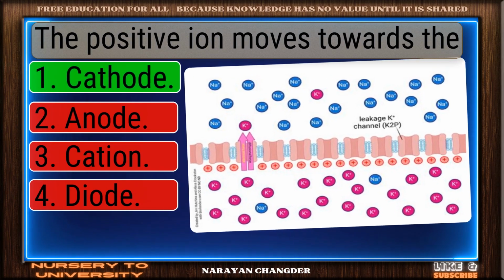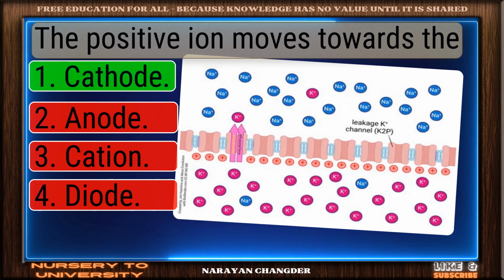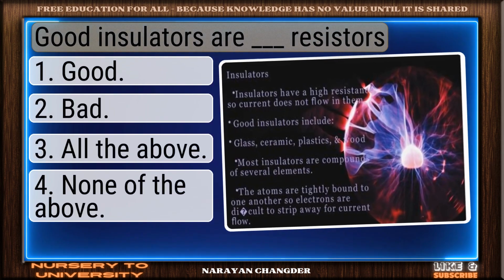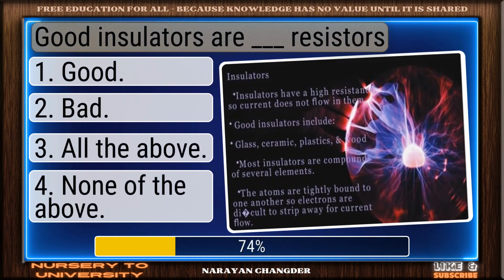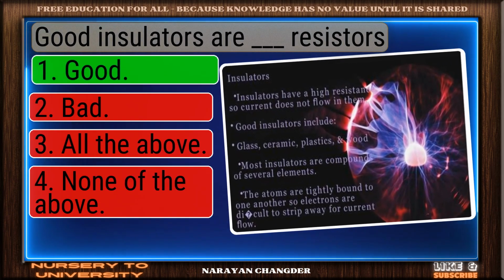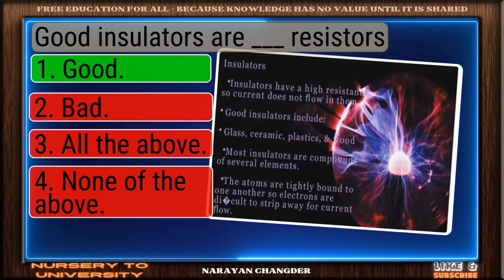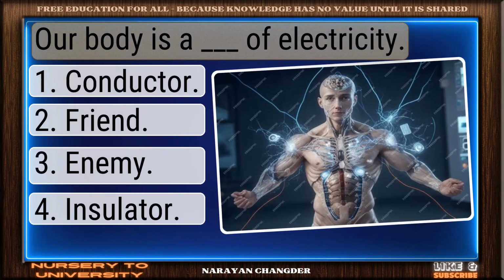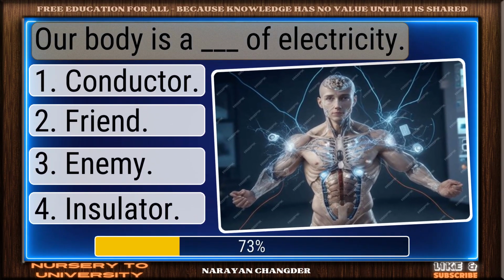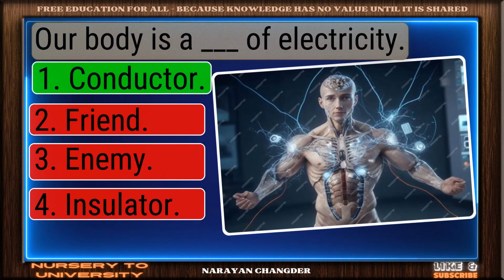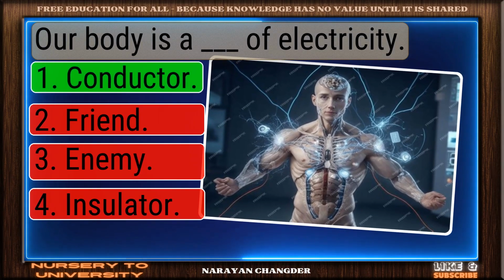You chose cathode, and it is correct. Question number 205. Good insulators are dash resistors. Right again. Good is a valid answer. Question number 216. Our body is a dash of electricity. Smart pick. Conductor is the correct choice.